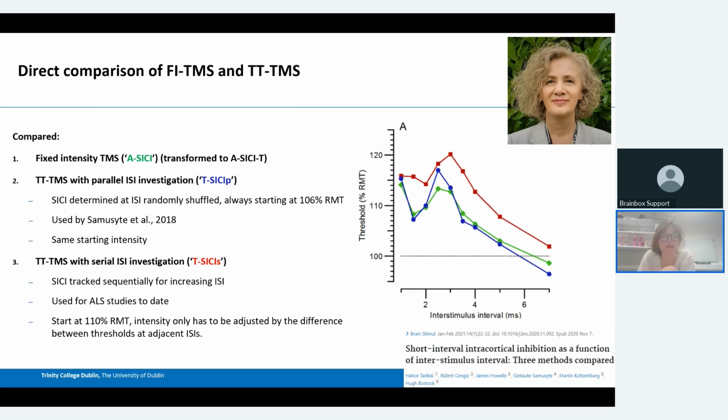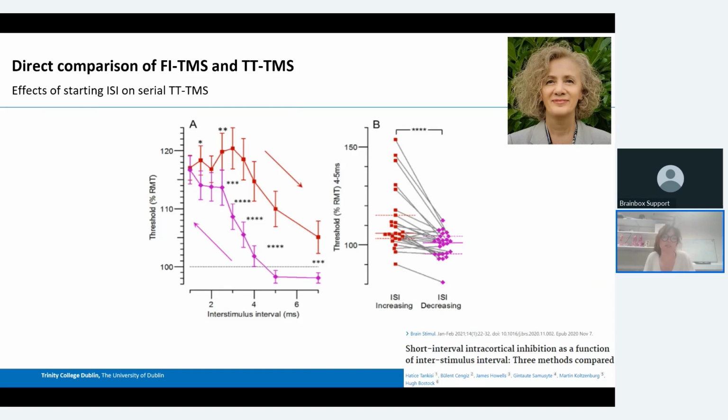And when they did this comparison, you can see that the amplitude-based SICI, or the fixed intensity approach, and the parallel threshold tracking approach, the blue and the green, gave very similar measures of SICI. But this serial approach was dramatically giving greater values of SICI. So they thought, is this because every measurement taken is more similar to the previous threshold recorded, because we're not resetting the initial test stimulus value? And that does seem to be the case.